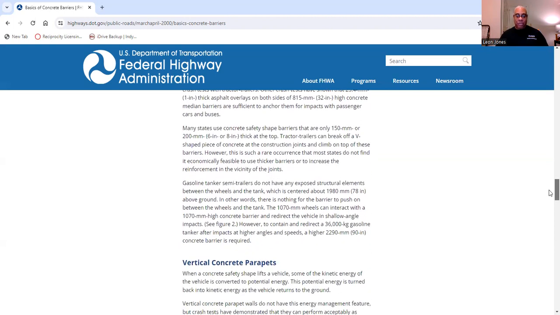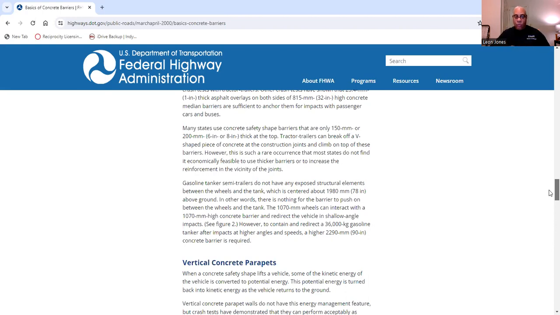Now, gasoline tanker semi-trailers do not have any exposed structural elements between the wheels and the tank, which is centered about 78 inches above the ground. In other words, here's what I'm saying. There is nothing for the barrier to push on between the wheels and the tank. So the wheels can interact with a 1,070-millimeter high concrete barrier and redirect the vehicle in shallow angle impacts.